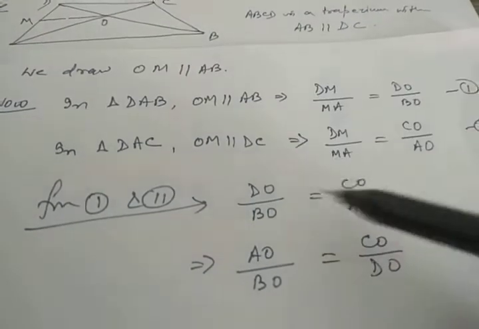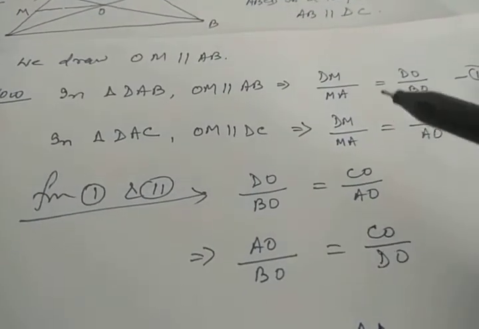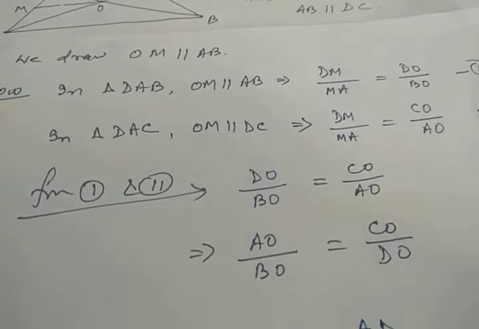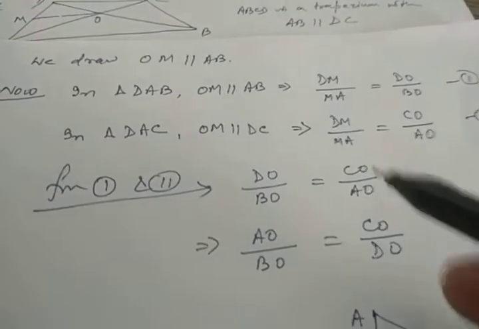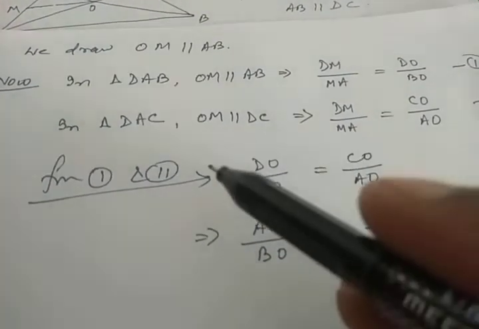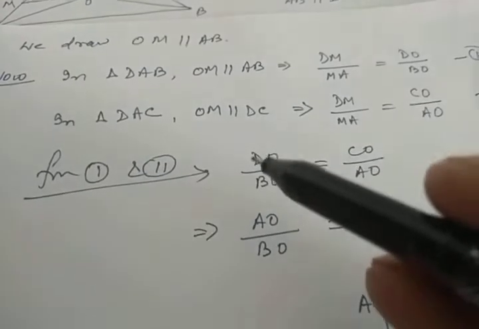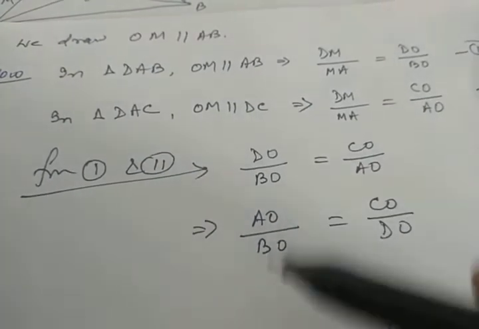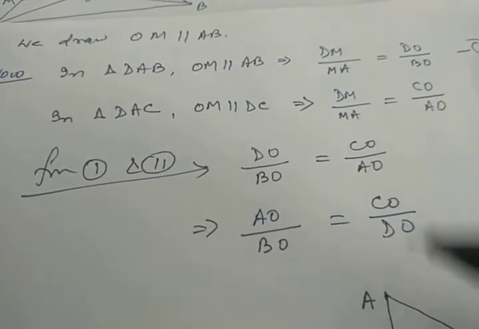Now the left part is equal, so the right side should also be equal. DO by BO is equal to CO by AO, and do the cross multiplication. AO should come here and DO will be here, so that AO by BO is equal to CO by DO. So it is very simple to prove that result. Okay. Simply you have to use the BPT.